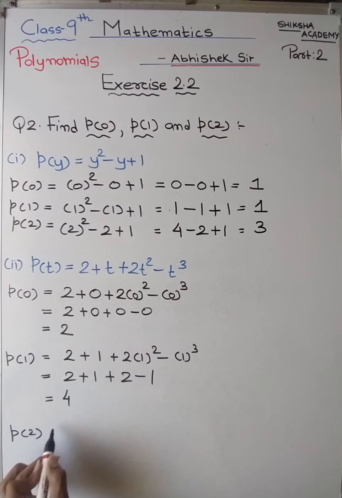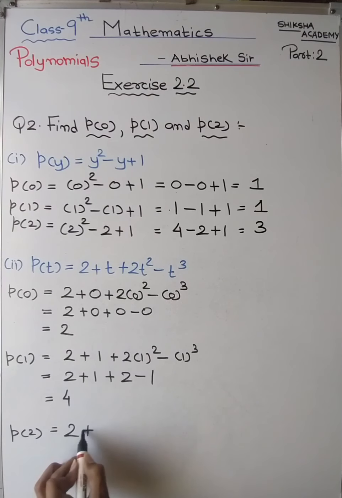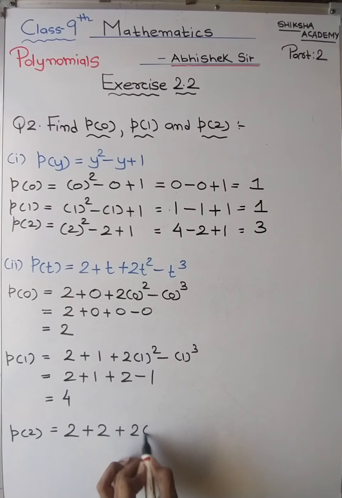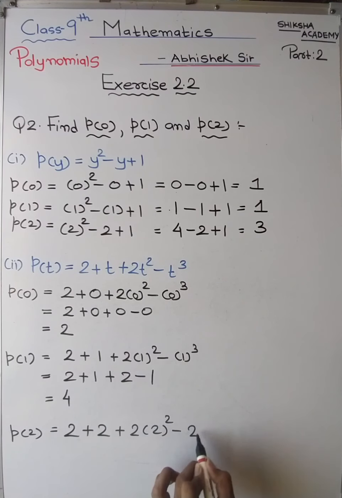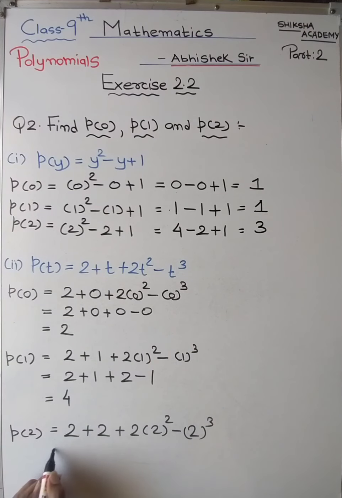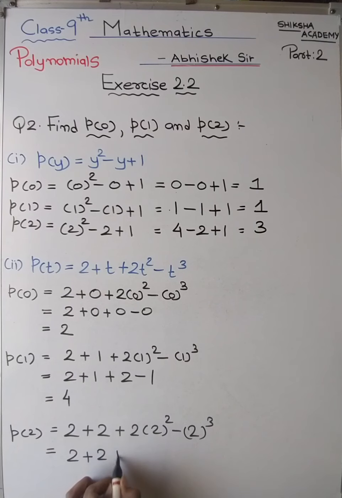Finally going on to p of 2. So it is 2 plus 2 plus 2 into 2 square minus 2 cube. Now this will need a little bit of calculation. So it is 2 plus 2 plus 2 into 2 square. So I am writing like this, 2 into 4 minus 2 cube is 8. So it is 2 plus 2 plus 8 minus 8. So 8 will be cancelled. Final answer will be 4. So this is how you will get the answer.